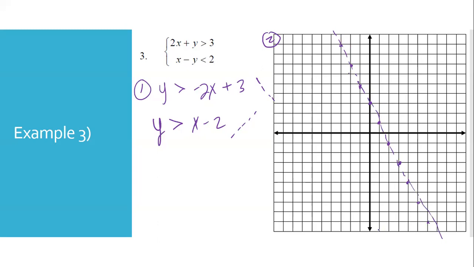On the second one, we're going to start at negative 2. This time the slope is 1. Up 1 over 1, up 1 over 1. You get it? Down 1 over 1, down 1 over 1. You get it? So I'm going to draw my dashed lines. They are both dashed. All right, step 2 is done.